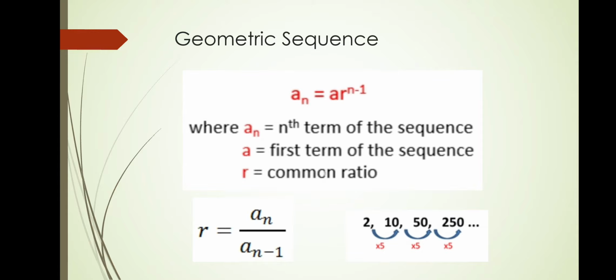Para makita ang illustration, ito, para makuha natin yung common ratio dito is 5. Paano nakuha yon? Substituting the formula, so 10 divided by 2, where 10 is a sub n, and a sub n minus 1 is 2. So 10 divided by 2 is 5, and 50 divided by 10 is 5, 250 divided by 50 is 5, and so on. And that's how you get the common ratio. Is it clear ba? If you have any question, PM mo lang ako.